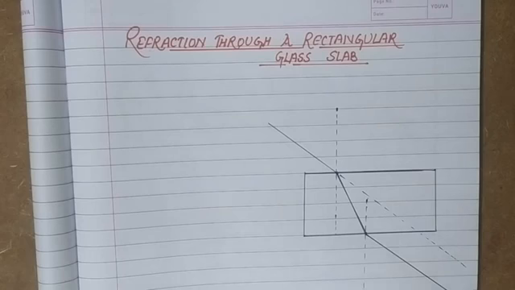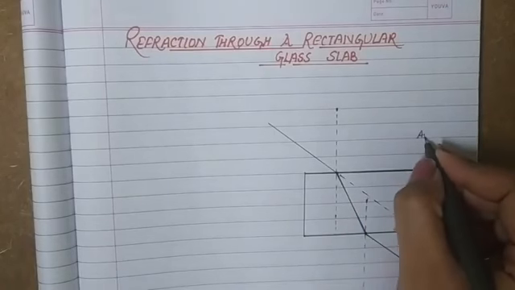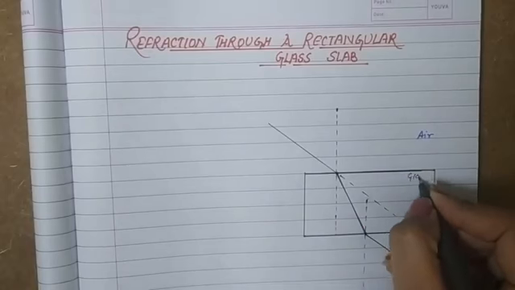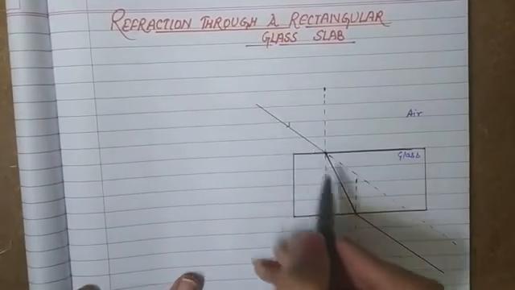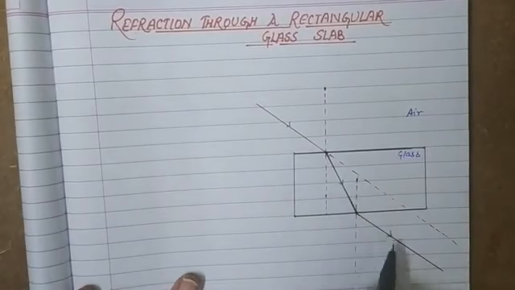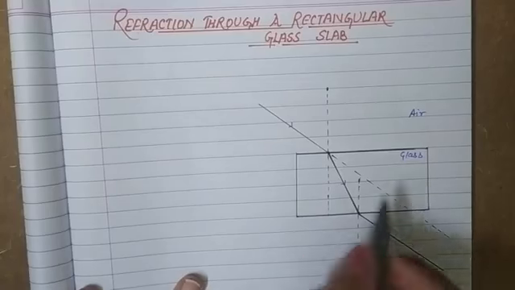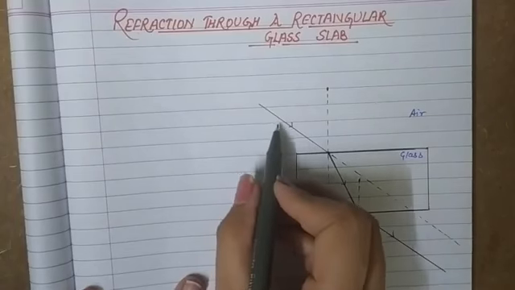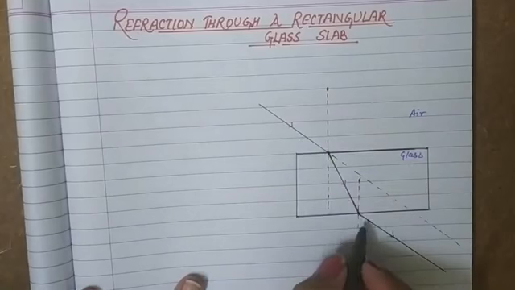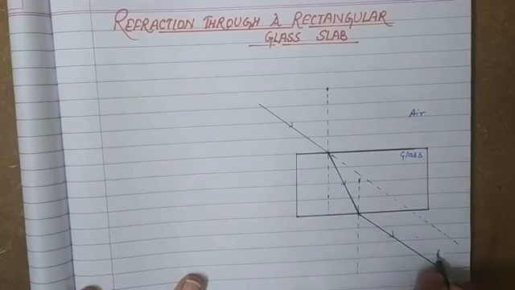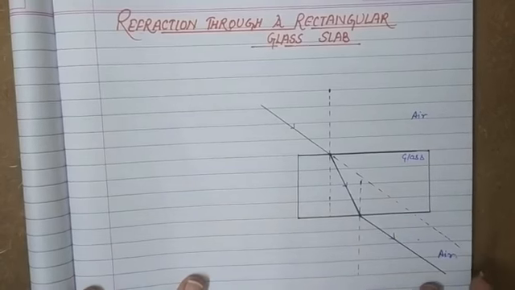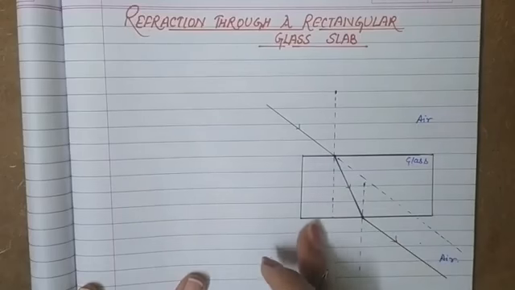Now we are going to see how it happens when we have a glass slab. If we have a glass slab, then we have two media, air and glass, and the light ray either passes from air to glass or from glass to air. These are two interfaces: at this point light passes from air to glass, and at this point it moves from glass to air again. So here we are going to study refraction through a rectangular glass slab.